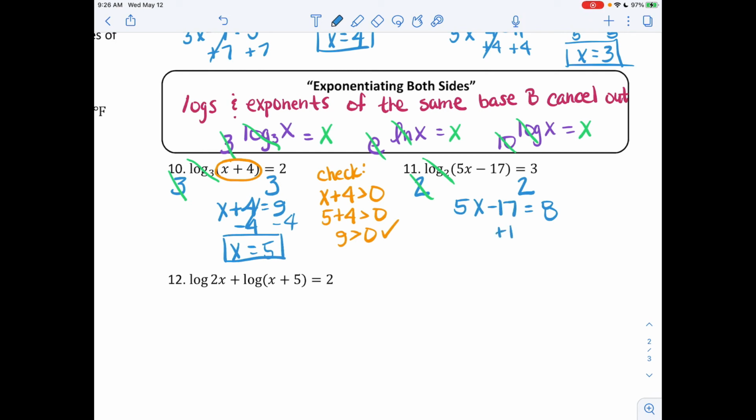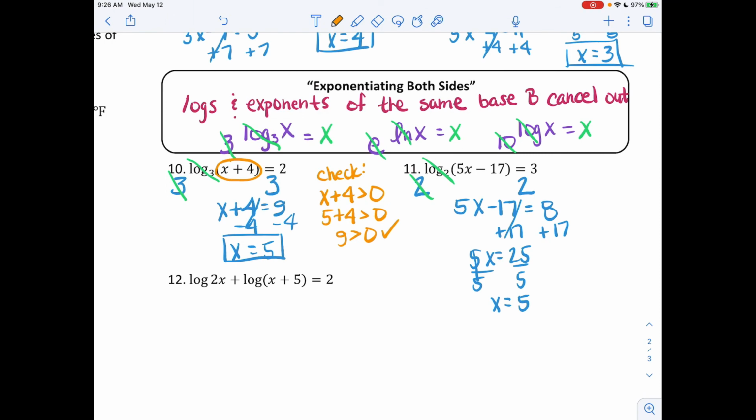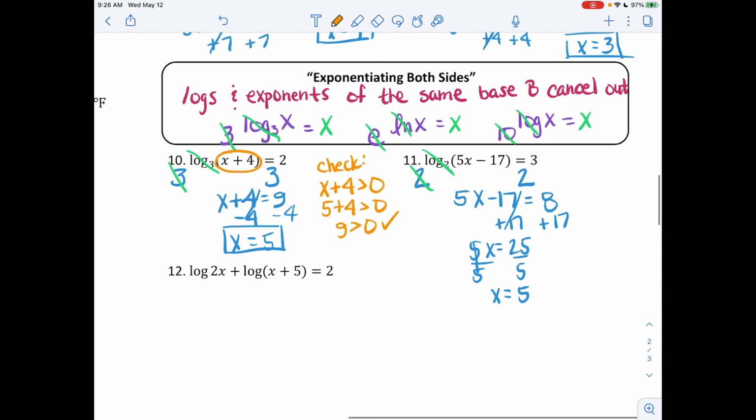I want to add 17 to both sides to continue solving. 5x is equal to 25, and dividing by 5, I get that x equals 5. Now this time, I'm not even going to box that until I double check it and make sure that it works. So come over here to the side and do your check.